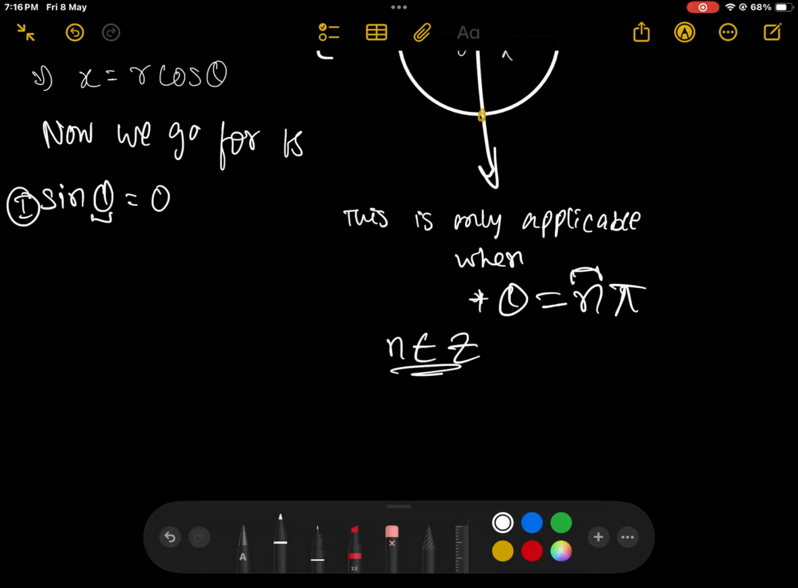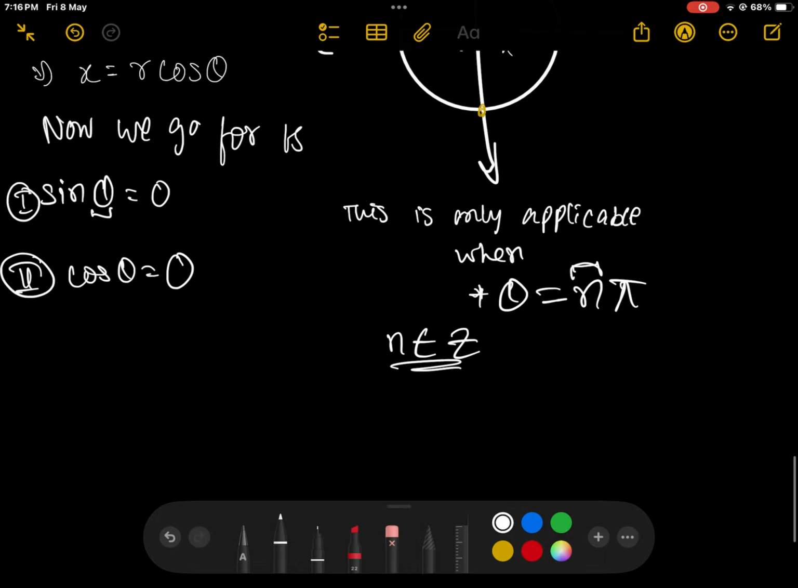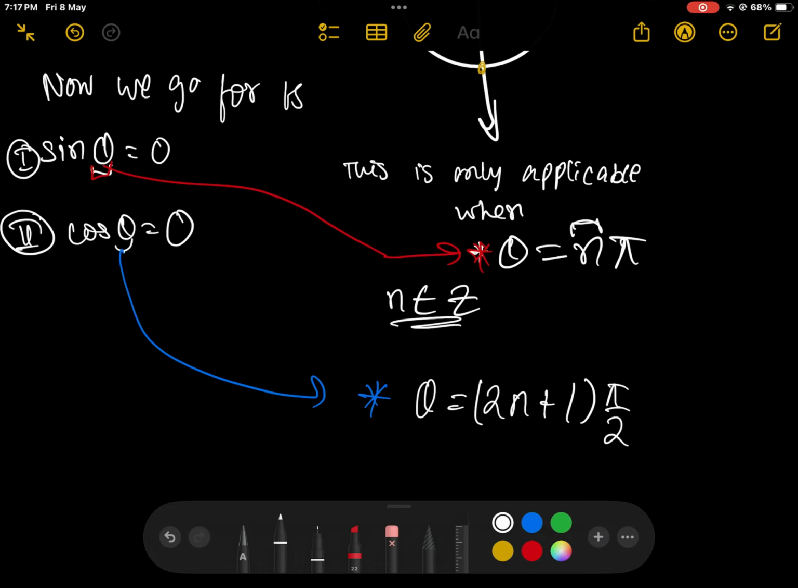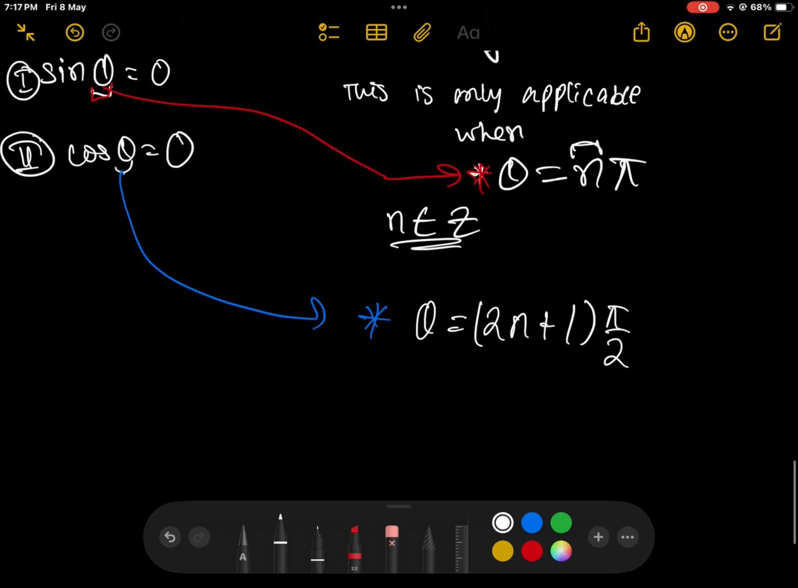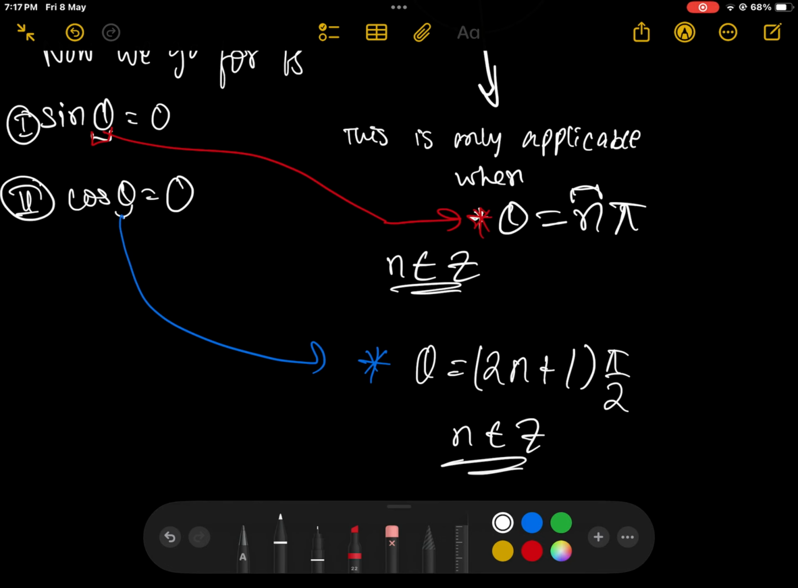So that's the first condition for sine theta equals 0. Now we're going to go for cos theta equals 0. This one's a bit more unique, because the other one was just n pi, but cos theta is equal to 0 only when theta equals (2n plus 1) times pi by 2. You have to get this into a format where n is an integer, and only then can it be 0. So good luck.